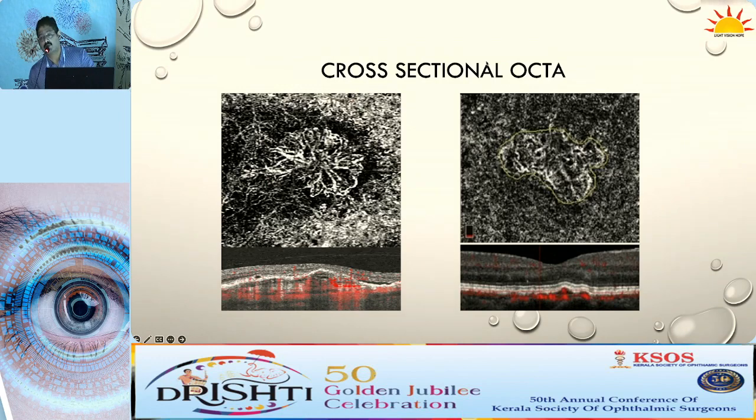Next is the cross-sectional OCT. Like I said, we always go on face value and just look at the en face images. Make sure that you also look at the cross-sectional OCT, because there's something called flow analysis. You look at the en face image and can see a good CNVM complex, and on the cross-sectional flow analysis, you can see the blood flow there. That indicates the lesion is active.